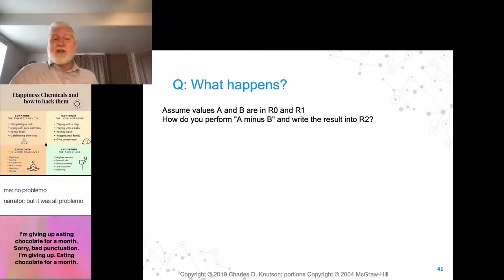And so the question is, how do you do A minus B? And then you're going to put the result into R2. How do you do it? What do you do?